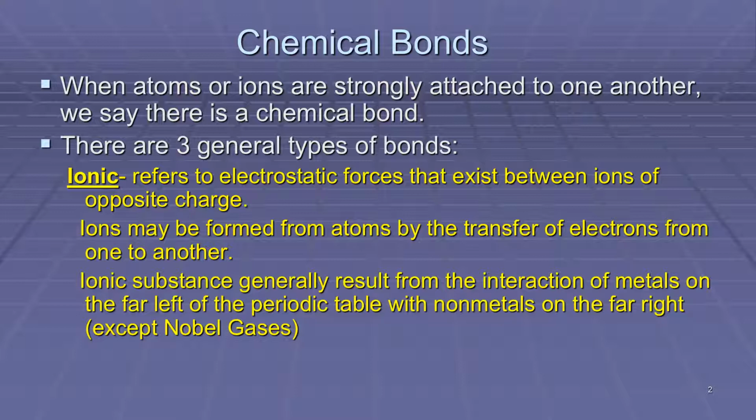And so usually an ionic compound is the result of a metal, because metals tend to lose electrons, with nonmetals. On the far right, so not including the noble gases, but like the halogens and group 6A and some of those in group 5A, the nonmetals, or polyatomic ions.